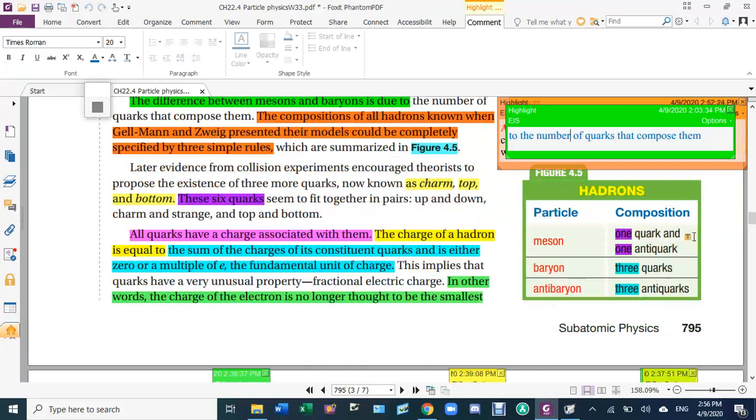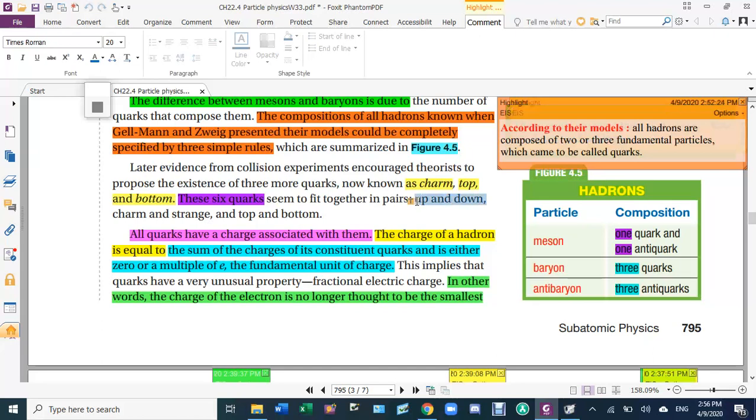These 6 quarks seem to fit together in pairs. We will put them in pairs: up and down, charm and strange, top and bottom.